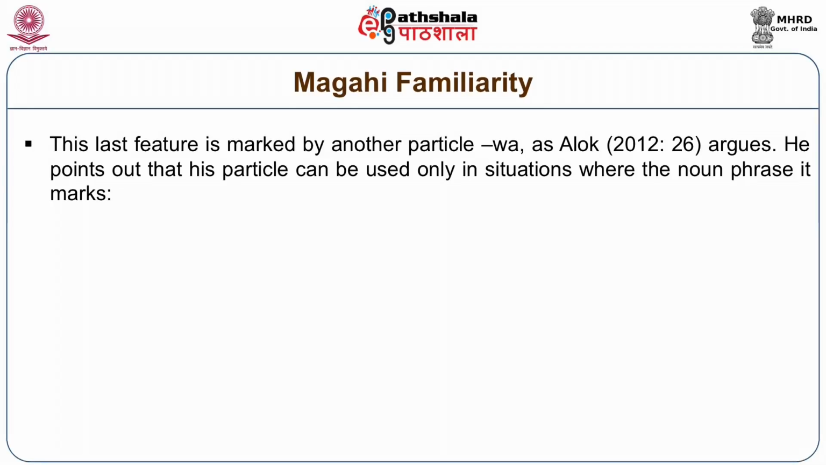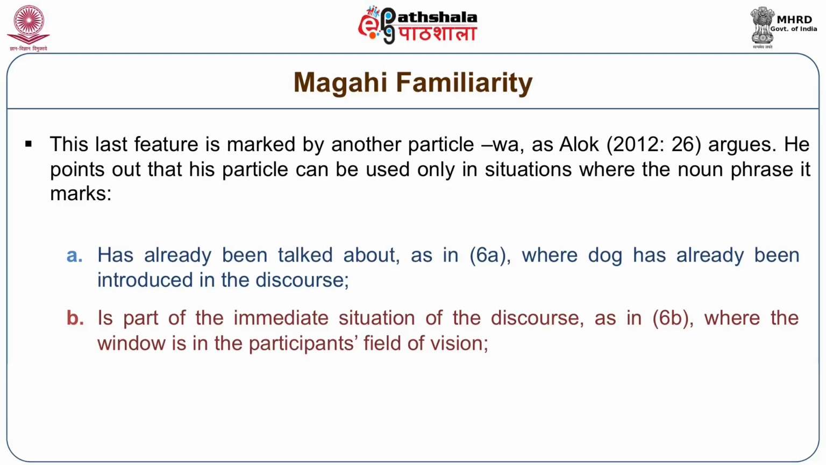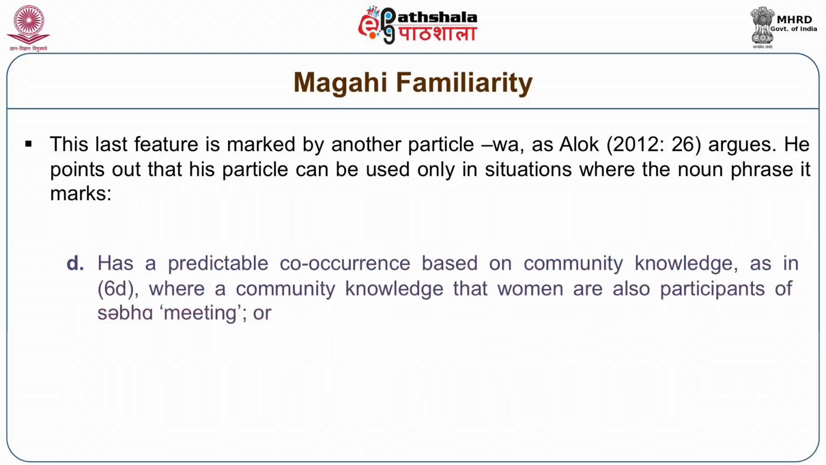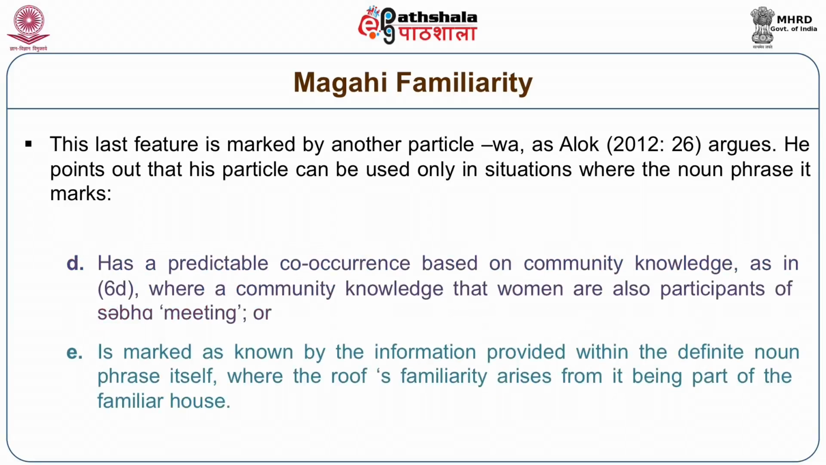In Maghi, as Alok 2012 argues, the plus familiar feature is marked by another particle, wa. He points out that this particle can be only used in a situation where the noun phrase it marks has already been talked about, as in 6a, is part of the immediate situation of the discourse, is part of the shared knowledge of people in the same physical location, or has a predictable co-occurrence based on community knowledge, and is marked and known by the information provided by the definite context.